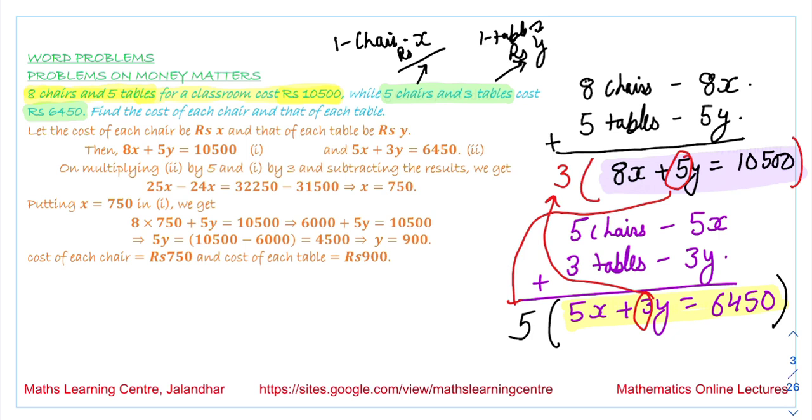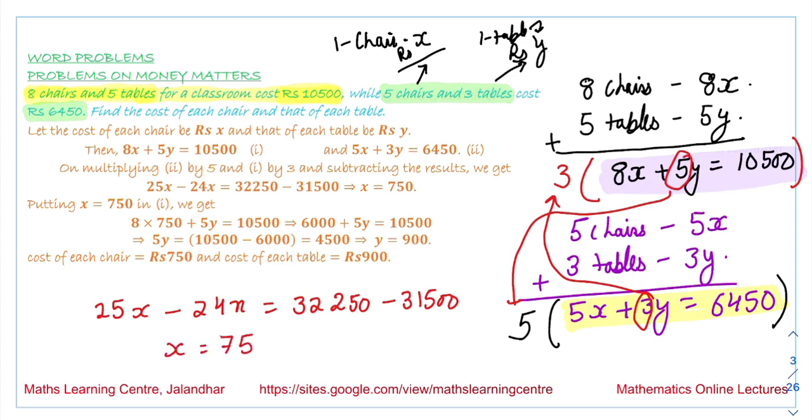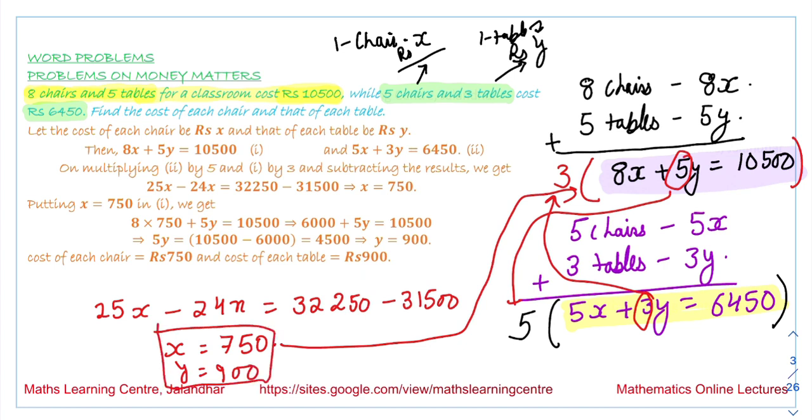The answer that we will get is 25x minus 24x is equal to 32250 minus 31500. So this gives us x is equal to 750. Now if we put this value in the first equation, we will get the value of y as 900. These calculations you can try on your own. You know now how to solve this system of equations.